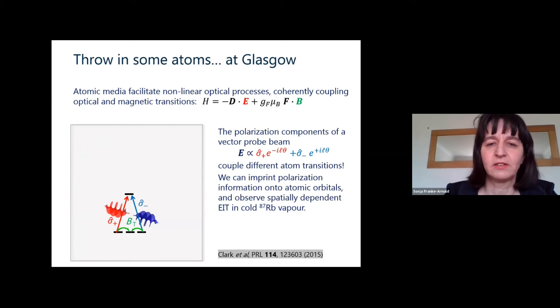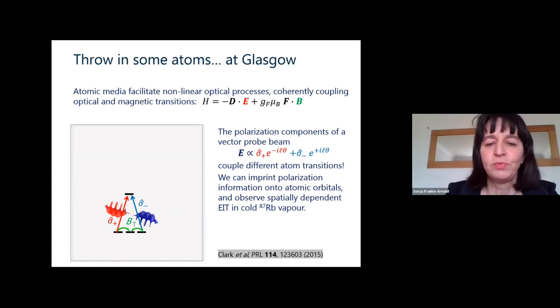So our probe beam couples different transitions in our atoms, inducing a different phase at different positions within the beam. And we close this transition by having a transverse magnetic field coupling the lower ground states here as well. By doing so, we can imprint polarization information onto our atomic orbitals, and we can observe spatially dependent EIT.